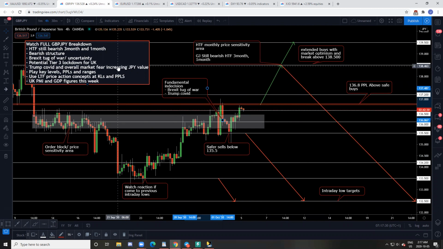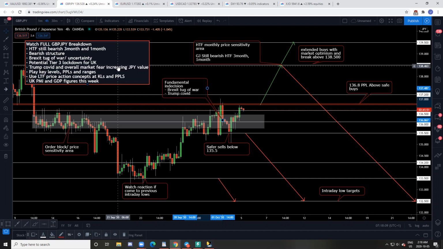The higher time frame is still in that bearish structure on the 3-month and 1-month, with the potential for that historical repetition if we do not have that market optimism or break above the 140s levels. Okay, we have that Brexit tug of war and uncertainty causing a lot of fundamental indecision and mess, as we have been in this 100 pip range between around 135.5 and 136.5, as well as potential for a tier 3 lockdown for the UK, which would leave the UK economy stagnant again, lead to more jobs lost, and a lot more uncertainty and potential downside for the British pound accordingly.